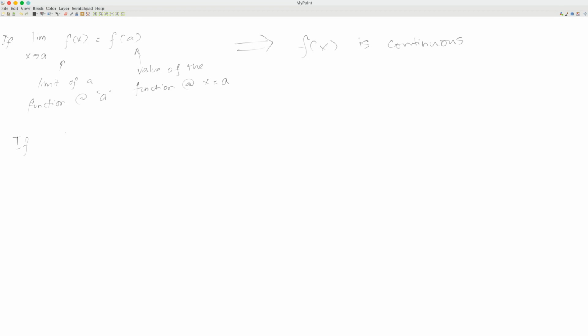If you have two functions and you know that one function is less than or equal to the other function, this would imply the limit of the first function at a will be less than or equal to the limit of the second function, provided the limits exist. And a very important theorem is called the squeeze theorem or the sandwich theorem.